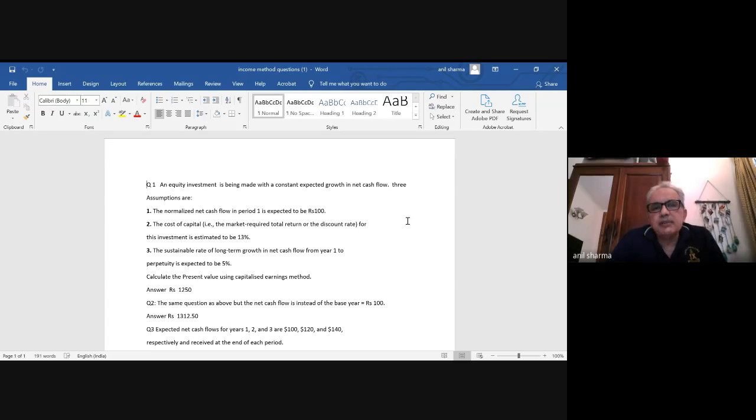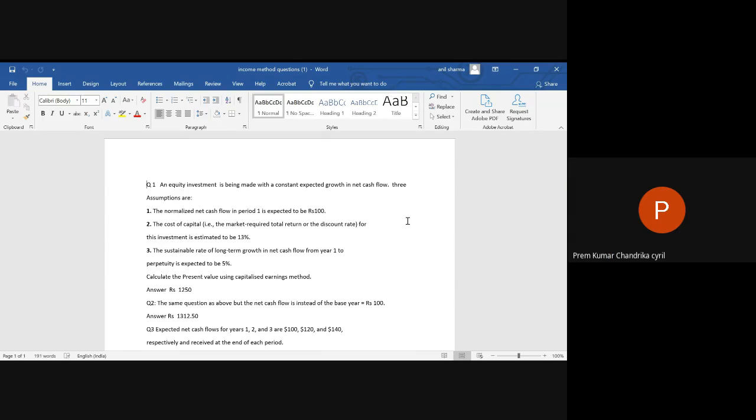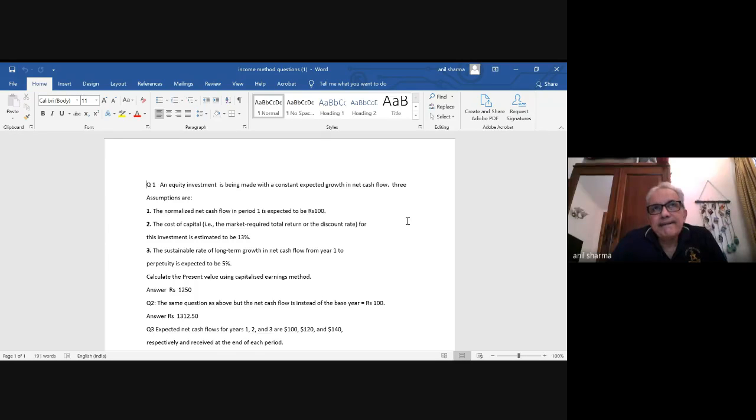The cost of capital is 13%. Rate of long-term growth in net cash flow is 5%. What is the capitalization rate? First, tell me that. So can anybody tell me what is the capitalization rate here? 18%. No, sir. I told you the cost of capital here is 13%, the same as the discount rate. Cost of capital is the same as discount rate, 13%. Growth, G, is 5%. What is the capitalization rate?